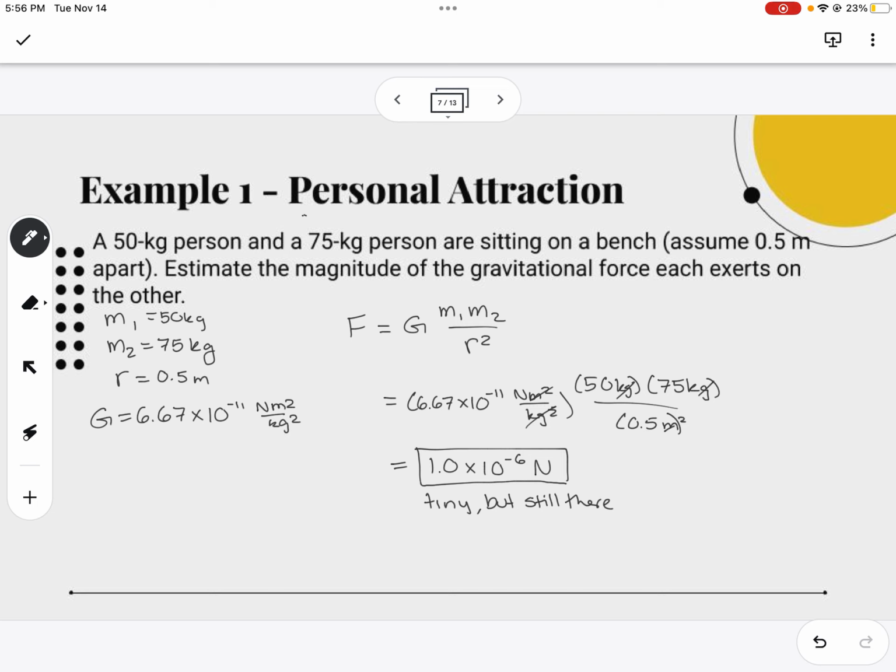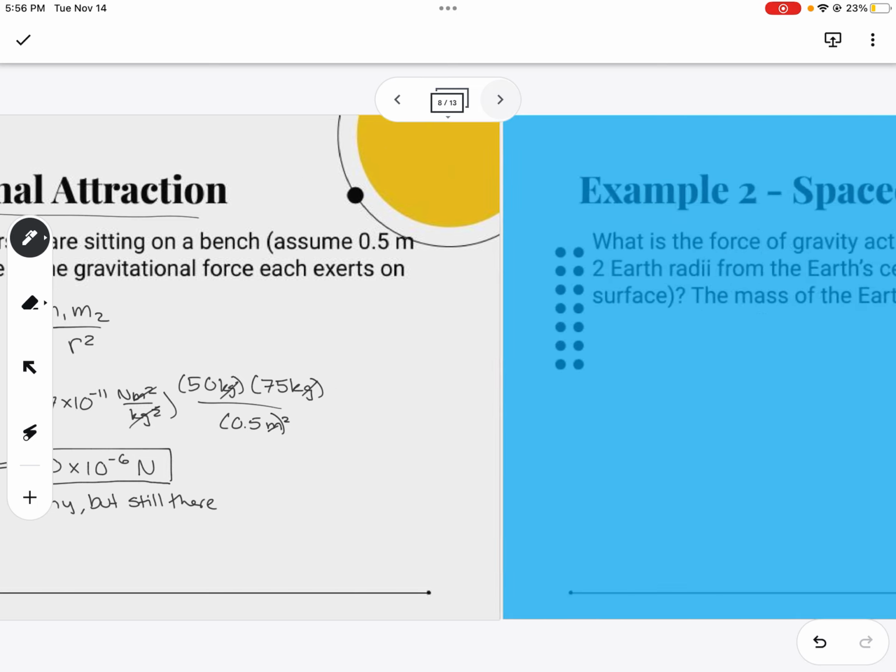Once again, whoever comes up with the best joke about this, classwork point.